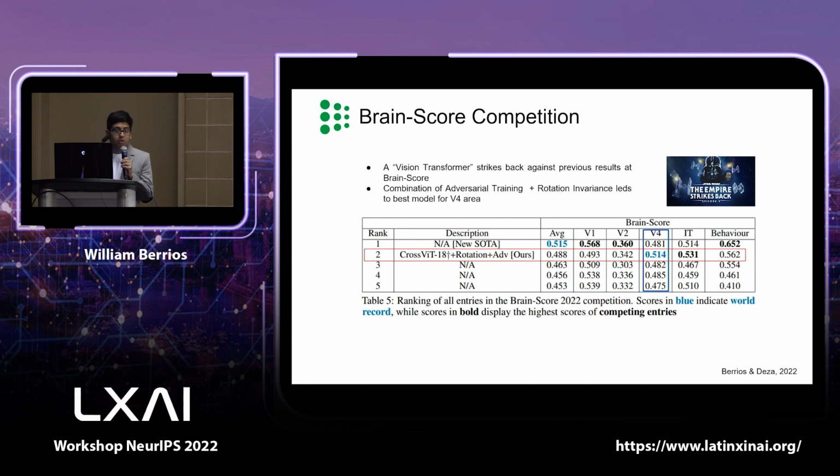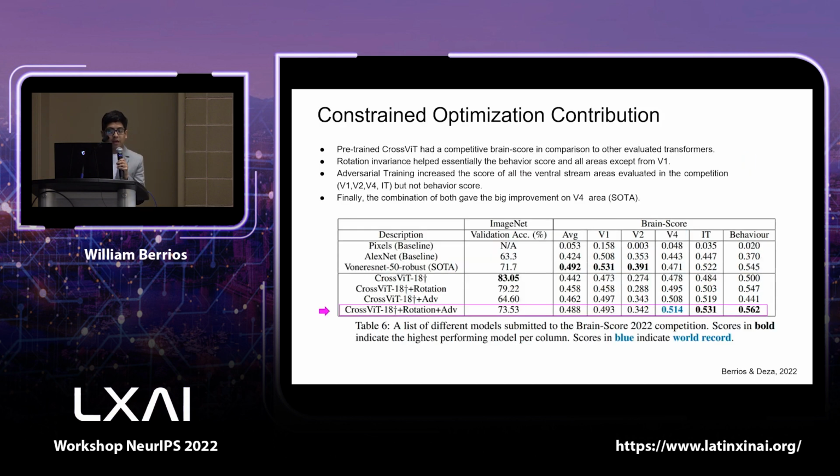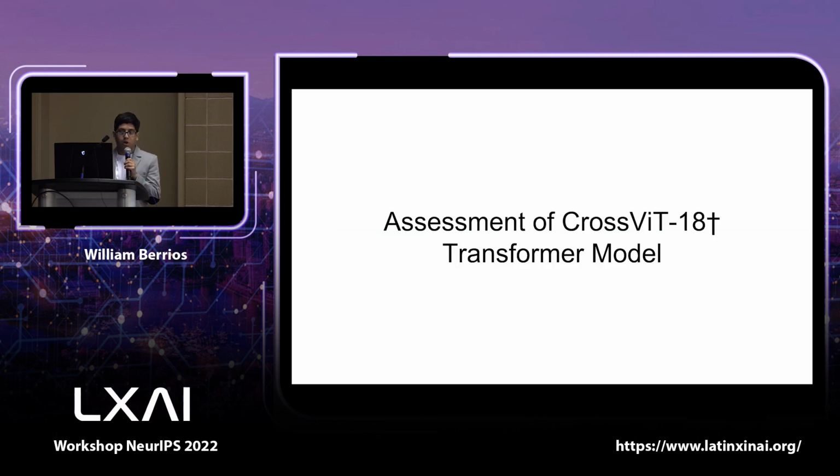With this combination of the cross VAT and the rotation and the adversarial training, we managed, as I mentioned, to get the second place at the Brain-Score competition, and that led us to the best model for V4 area. Also, we want to analyze the contribution of each step in our pipeline, like the rotation invariance and the adversarial training. In this case, we show that each step helps a lot in the average Brain-Score, and the combination of those gave us this big improvement on V4 area.